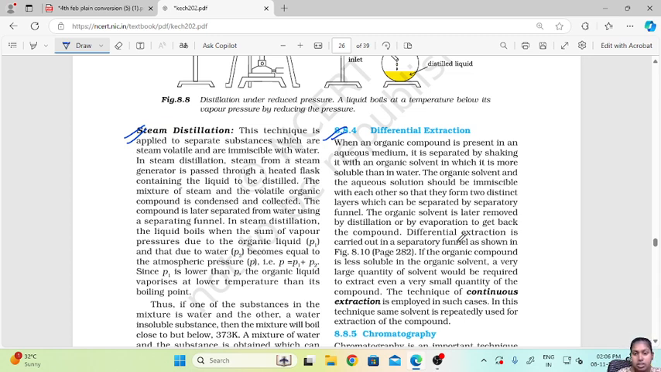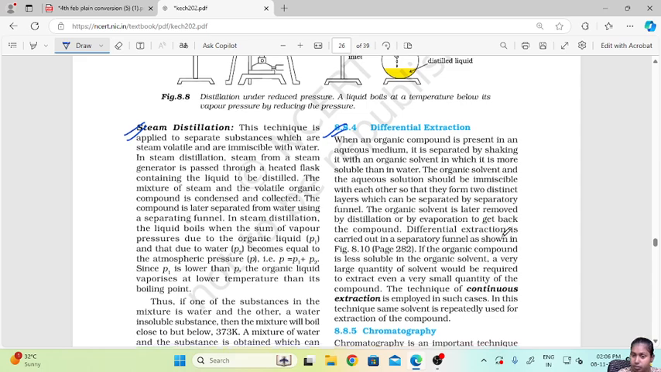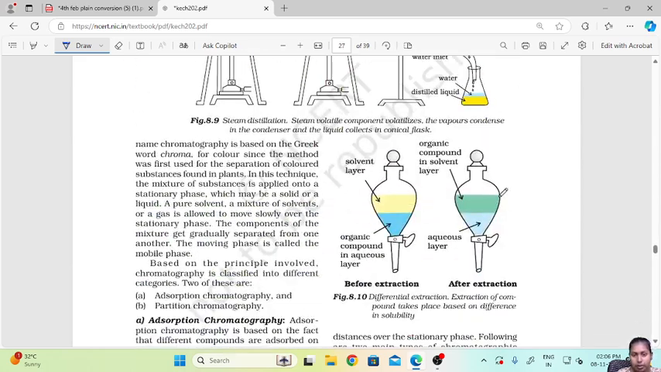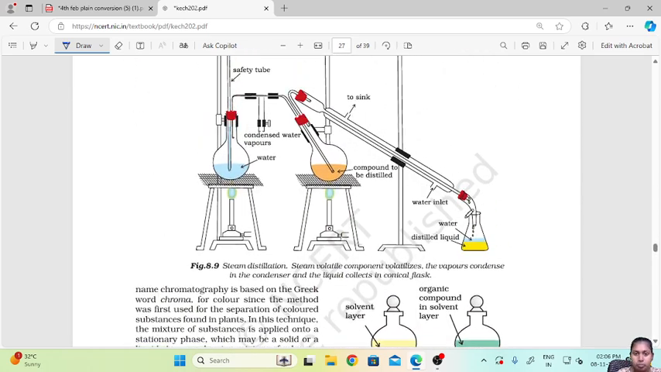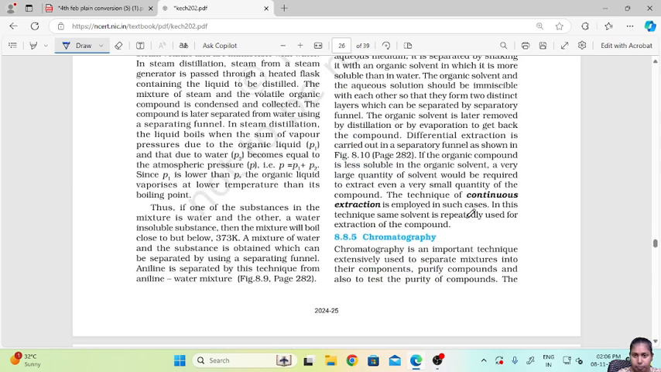Now differential extraction is carried out in a separatory funnel. So this is the separatory funnel which is used for the process of differential extraction.